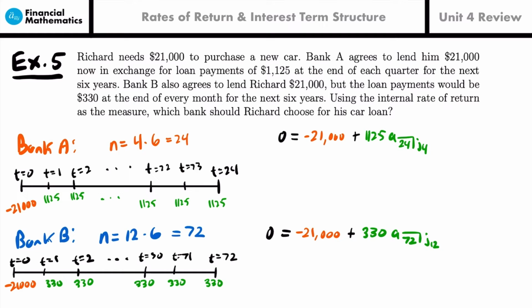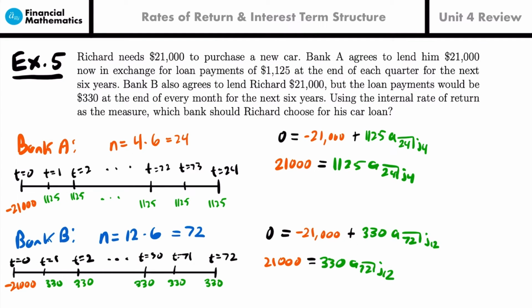Note that in either case, $21,000 is going to be the present value of the payments for the annuity, right? So if you add $21,000 to both sides of the equation, this is what you get. And you could do the same thing down here. You'd have 21,000 is equal to 330 a_{72} at J sub 12.